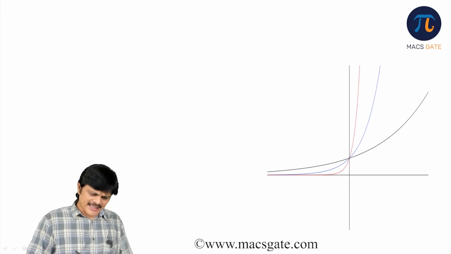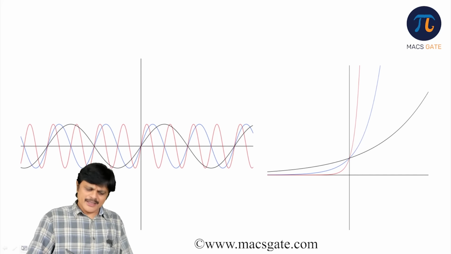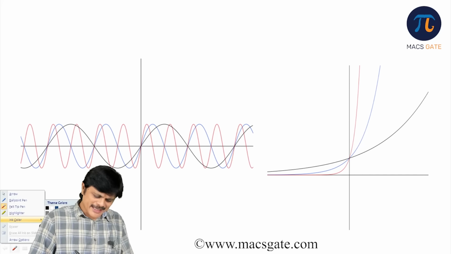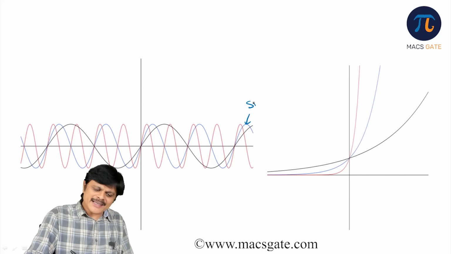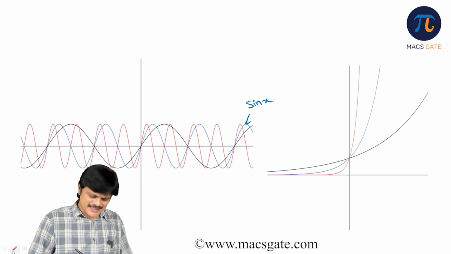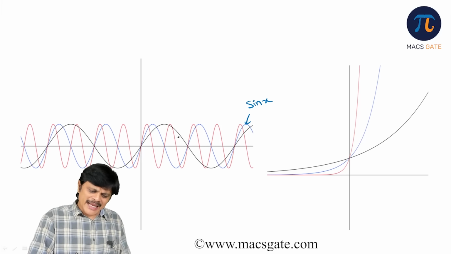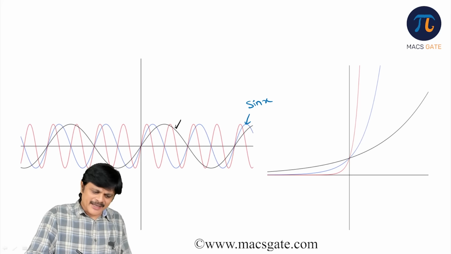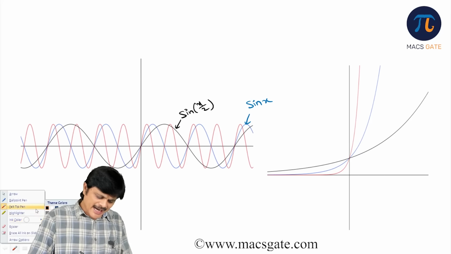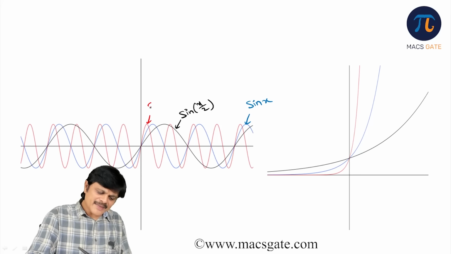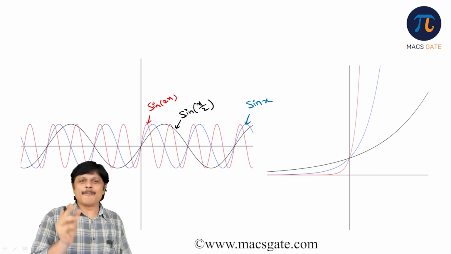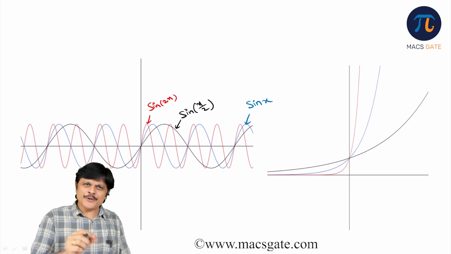So we can combinedly write the entire story, my dear friends. Okay, there will be a lot of confusion here, so please be careful. The blue one is your original sin x. Next, the black one. See, stretch is happening, so the black one is sin x by 2. Stretch will happen when you divide by 2. And the red one is sin 2x. Compression is happening. When you multiply argument with 2, compression. When you divide argument by 2, stretch will happen.